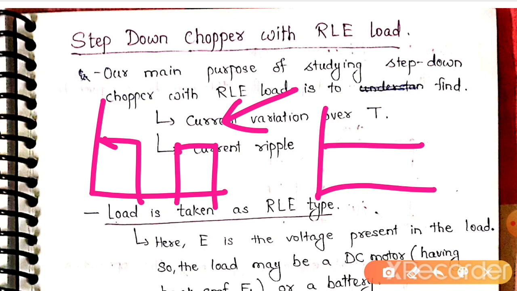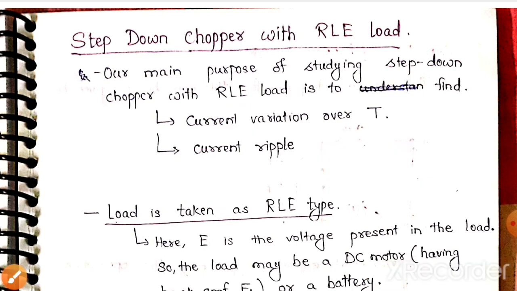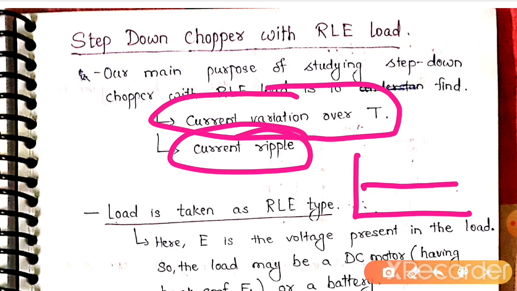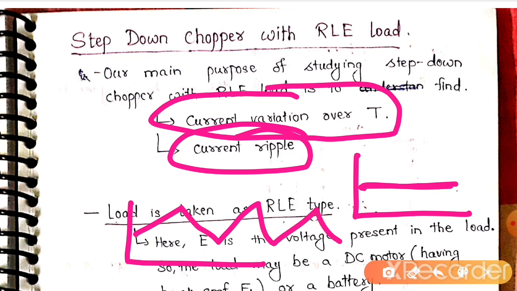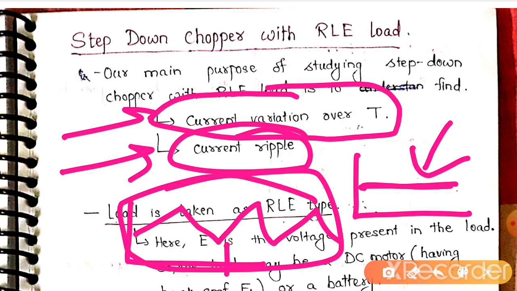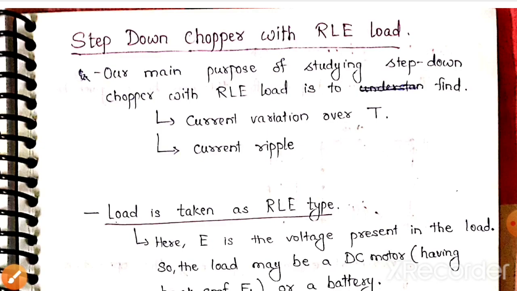Here it's not the perfect DC, it's variable DC. So our aim is to check the variation of the current over the whole time period and the ripples present in the current. The current profile is not like constant DC, it's variable and it has ripples in it. So we are trying to focus on the ripple content in the output current profile.